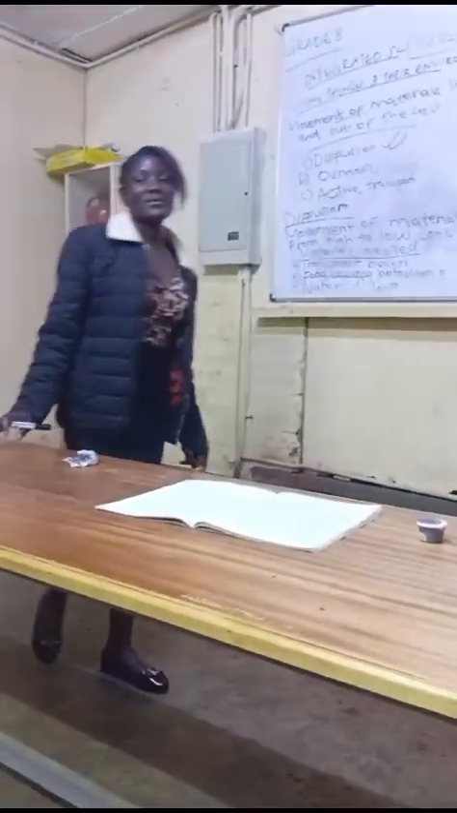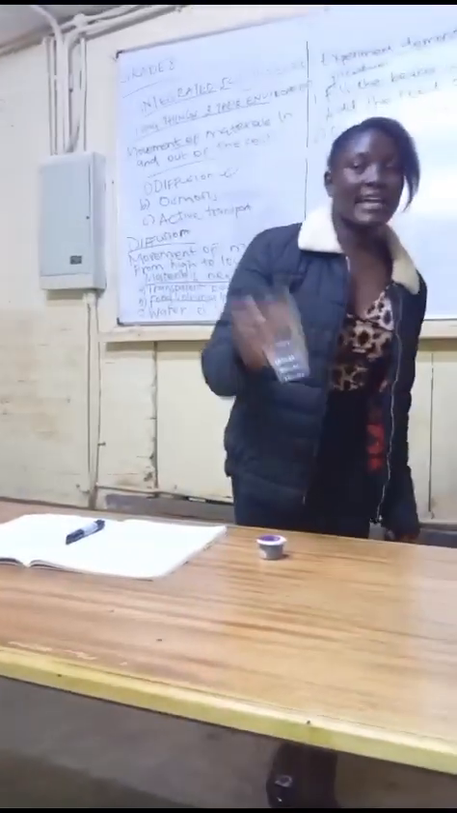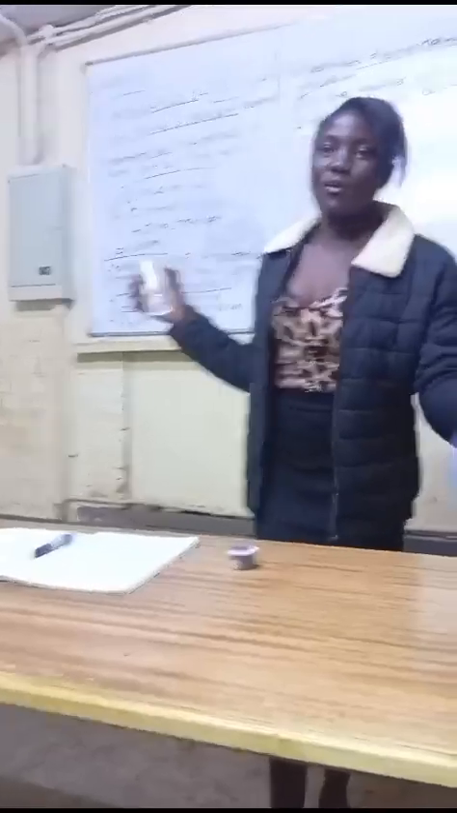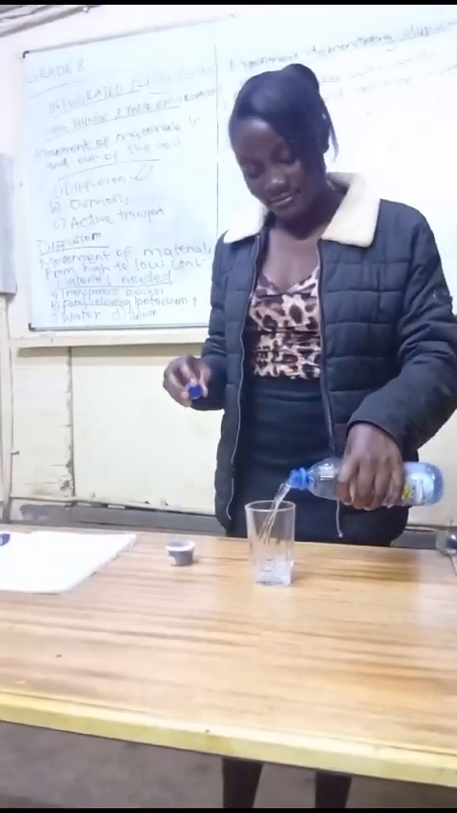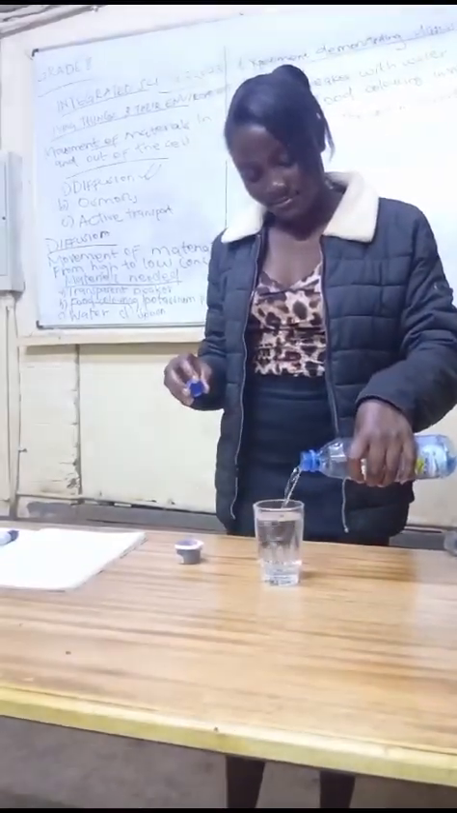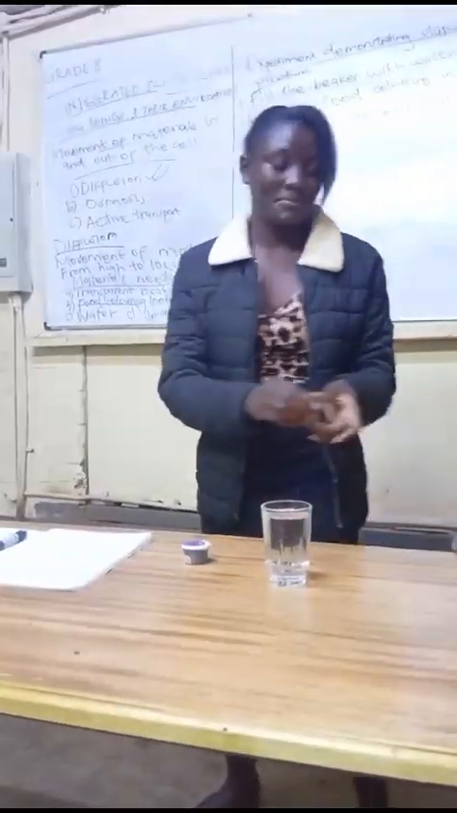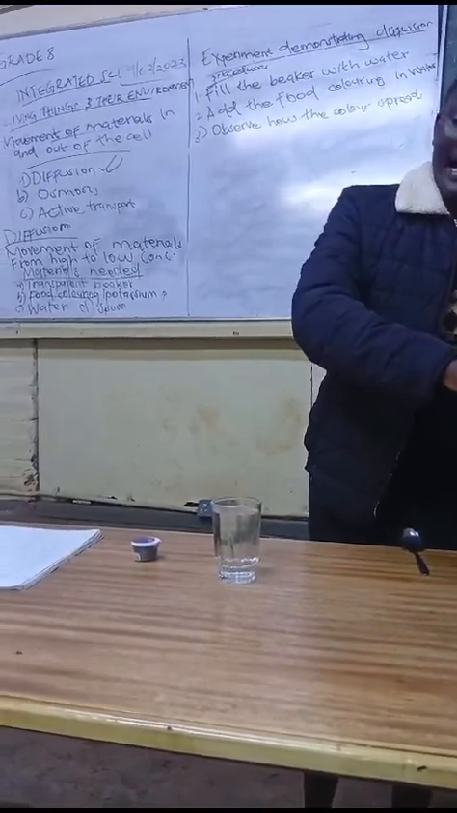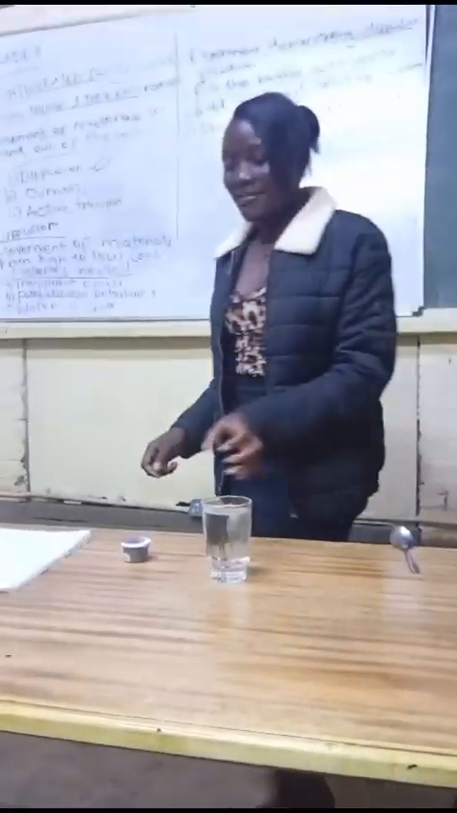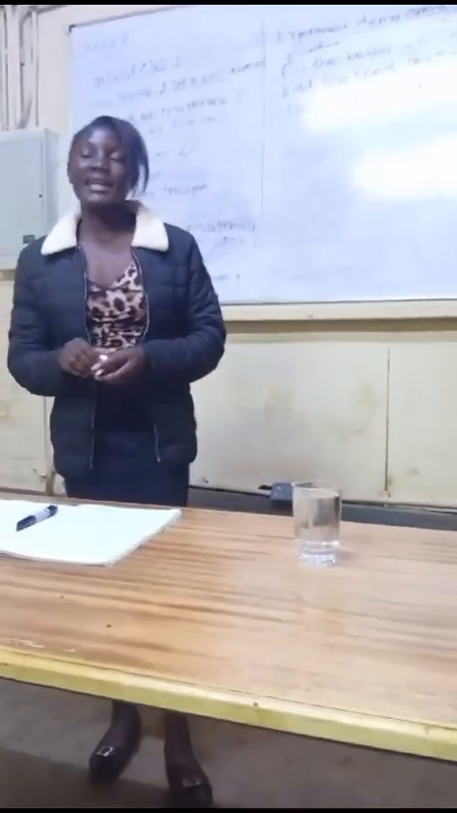So we want to do each step. The first step, can you read it, all of you? Fill the beaker with water. So here is my beaker and water. The first step you are being told is to fill the beaker with water. So that's our first thing. After that, the second step: add the food coloring to the beaker of water.